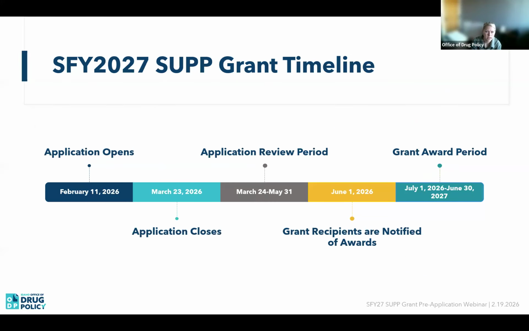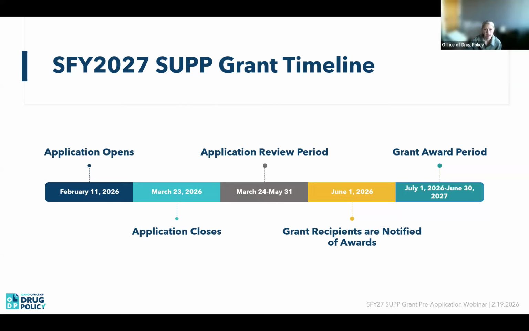Okay, so the 2027 grant timeline. The application opened on February 11th. It will close on March 23rd. And the review period is March 24th through May 31st. And then grant recipients will be notified on June 1st, 2026. And then the grant award period will be state fiscal year 2027, which is July 1st, 2026 through June 30th, 2027. So our grants operate on a 1-year, 12-month period that aligns with the state fiscal year.